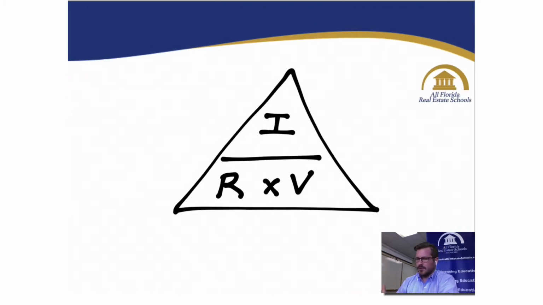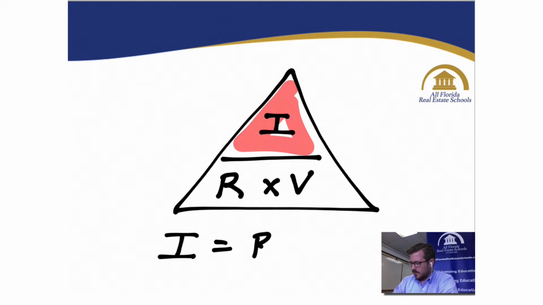We often see the formula written like this here: income over rate times value in a little triangle. This is a good way of looking at the formula because what this allows us to do is, let's say we highlight out the I, that's what we want to solve for. What's left over? So if we're solving for I, what's left over there is rate times value. So I equals rate times value. It gives us an easy visual to know what we're solving for.